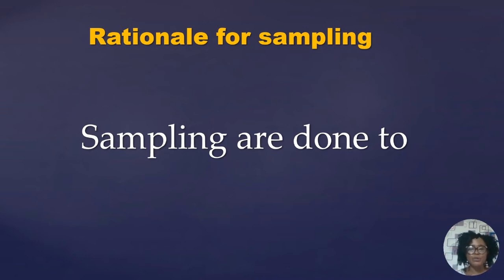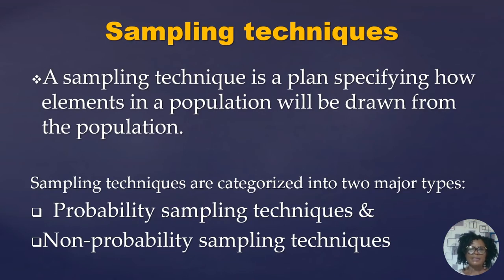It also helps to reduce errors. It has so many other functions it performs. Sampling techniques. In sampling, you have to choose the techniques, the procedure you're going to use. There are so many techniques you can use in sampling, but the one you choose depends on the title of the work and actually what you want to do.